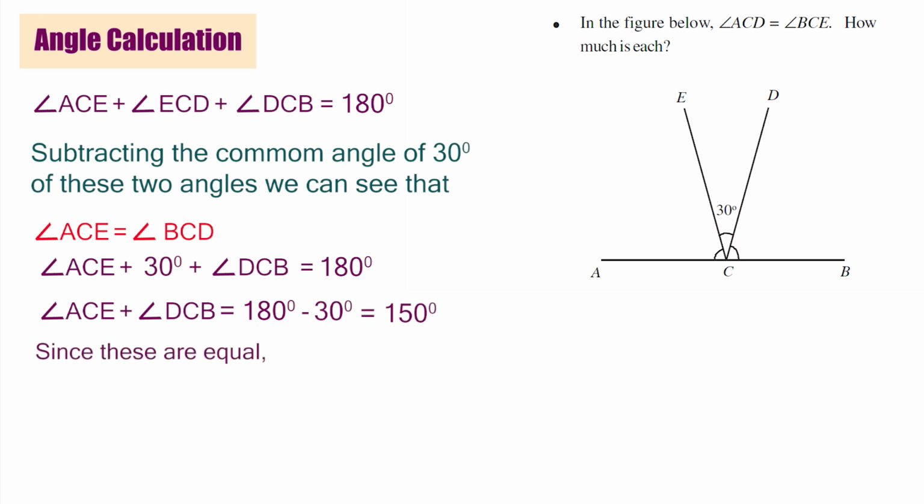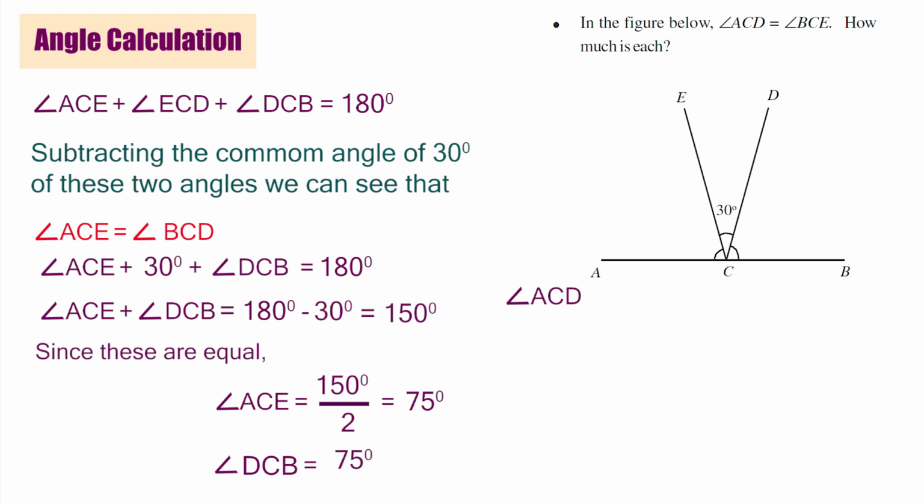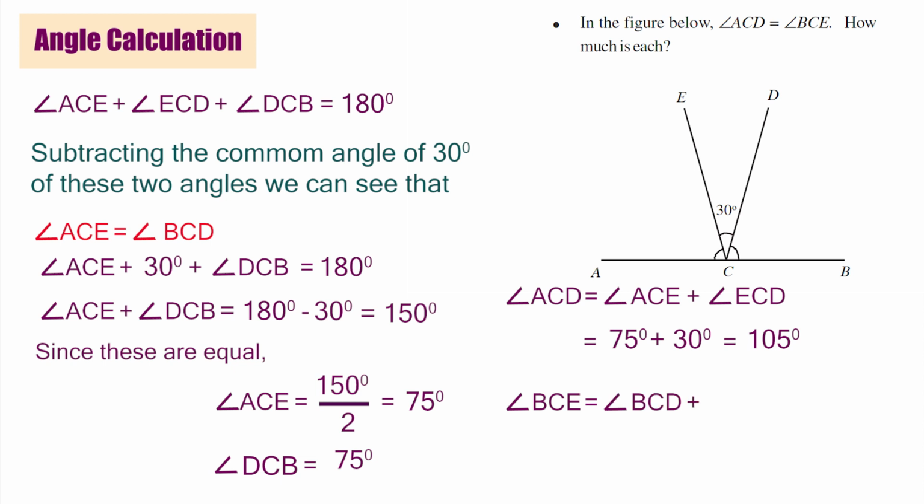Since these angles are equal, angle ACE is equal to 150 by 2, that is equal to 75 degrees. And angle DCB is equal to 75 degrees. Therefore, angle ACD equals angle ACE plus angle ECD, that is 75 plus 30, which is equal to 105. Angle BCE is equal to angle BCD plus angle DCE. 75 plus 30 is equal to 105 degrees.